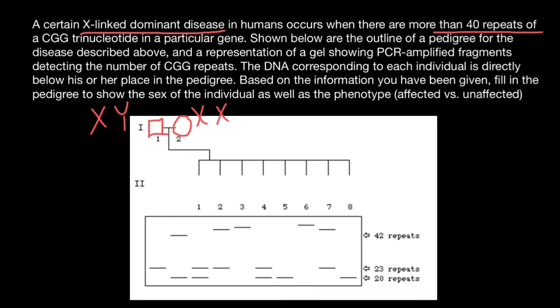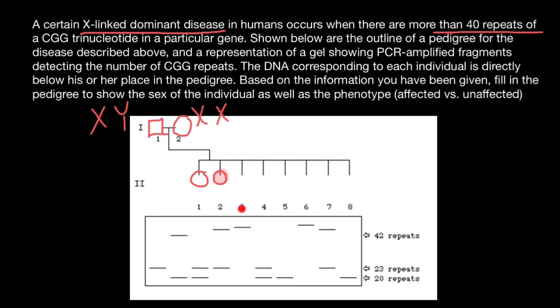Now let's analyze the children. Child number 1 has two bands. So this has to be a female, and both bands are less than 40 repeats. That means that this female is phenotypically normal. Looking at the second lane, we can say that this is going to be a female because there are two bands here and one band is more than 42 repeats. That means that this is a female, but this female is going to be affected.